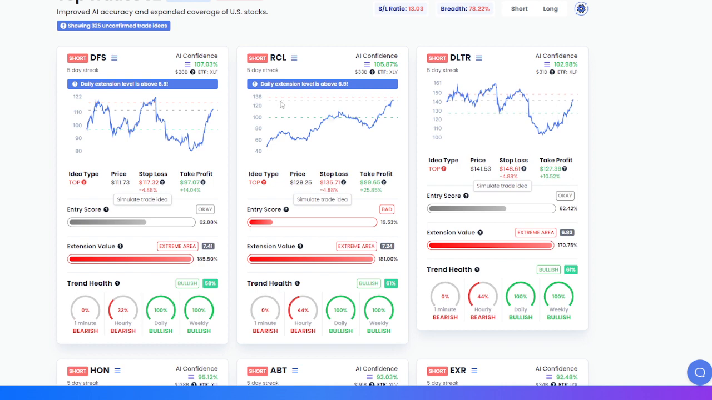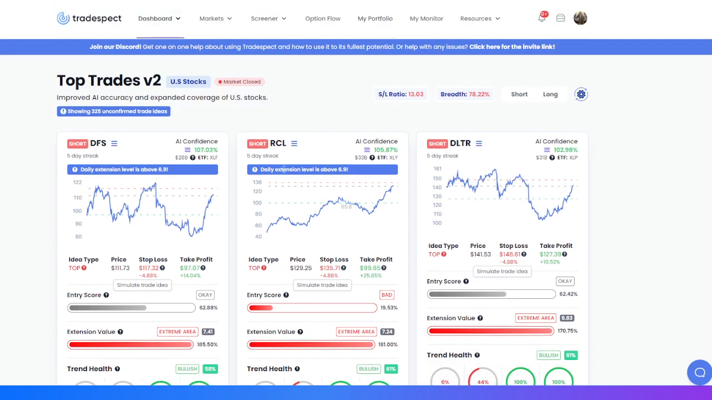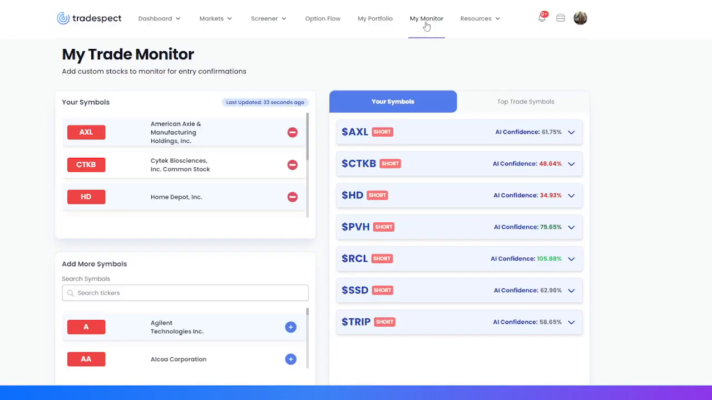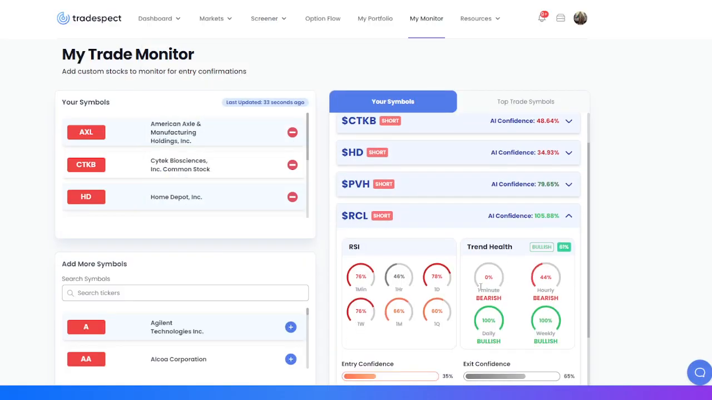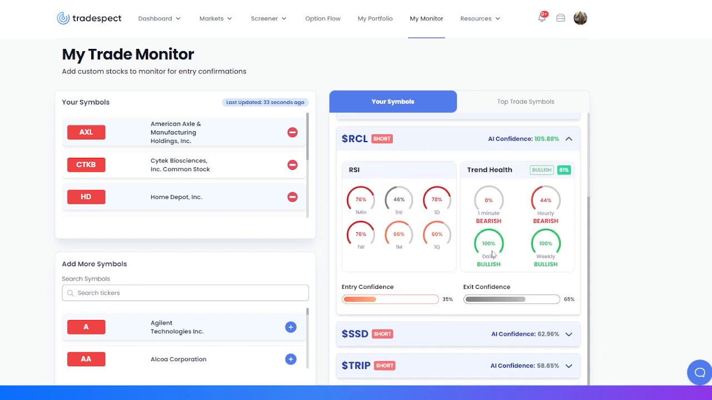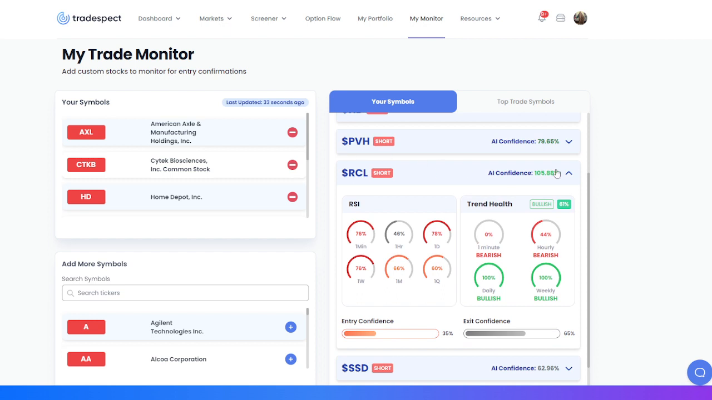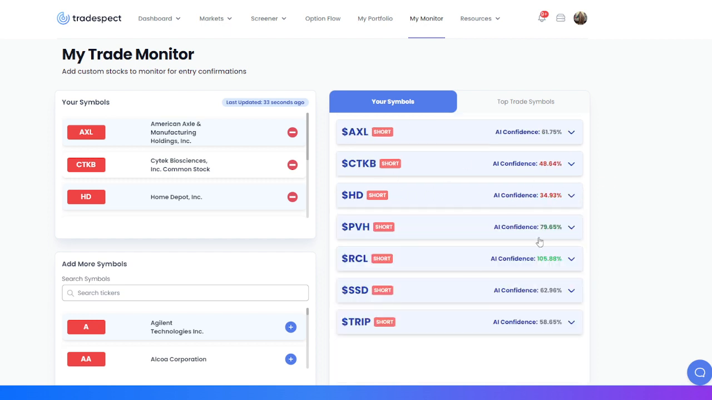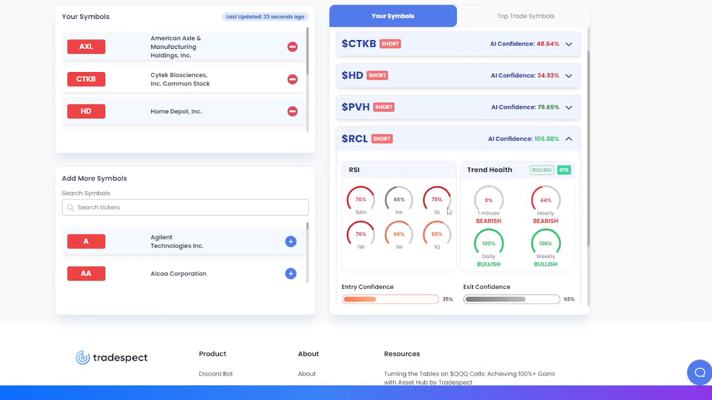But if you add this to your monitor by clicking the heart, this one, you can monitor for the daily actually starting to move bearish. So if the daily starts getting bearish and you see the AI confidence starting to drop, that's a really good sign to enter short. That's what the monitor is kind of for.